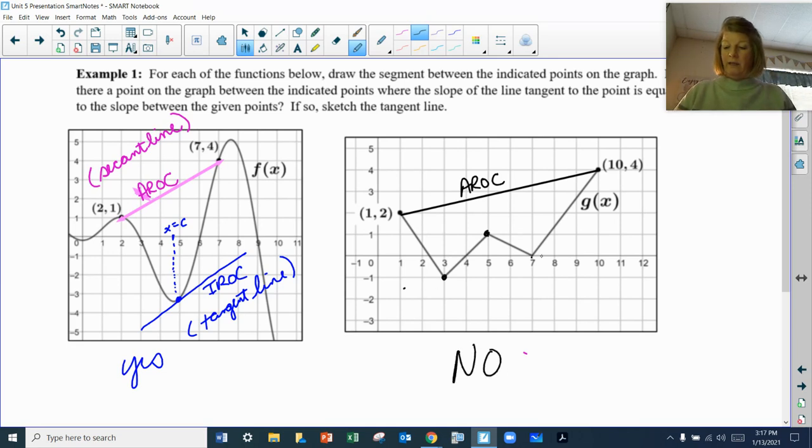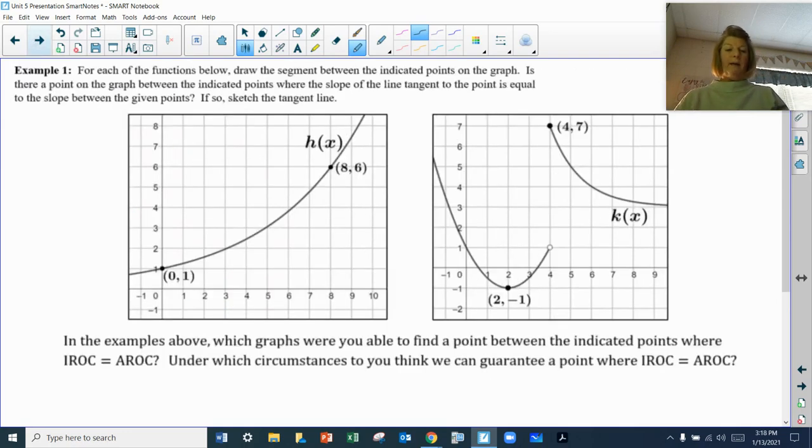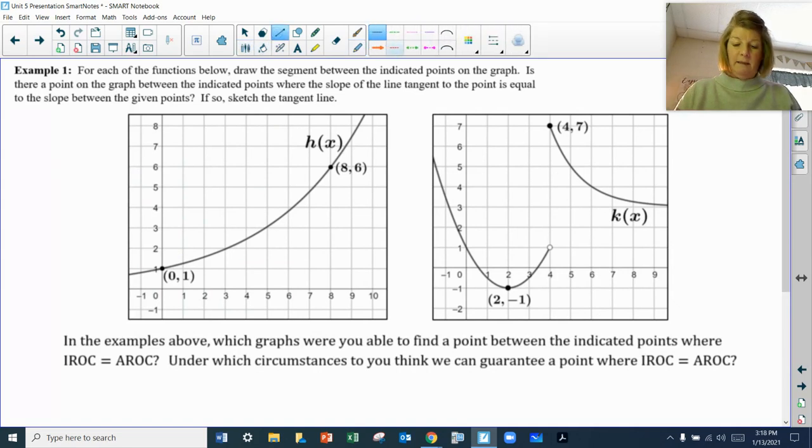These particular points right here, I'm going to just show this. Not differentiable there. See if you can spell differentiable. Not differentiable at sharp points, just to drive home how we figure that out. So nope, can't get an AROC equal to IROC on that one. Next problem.